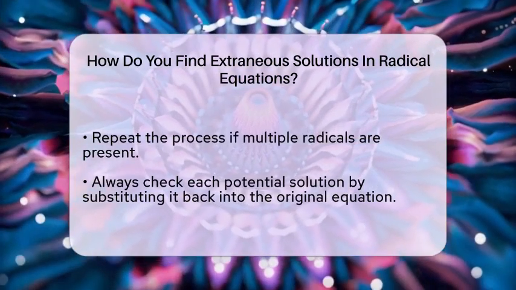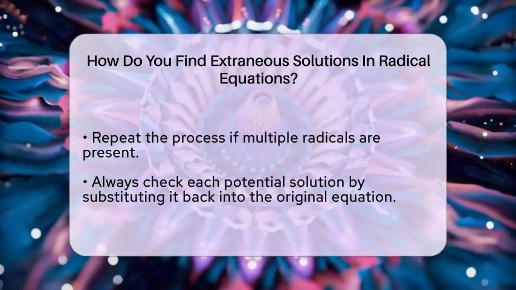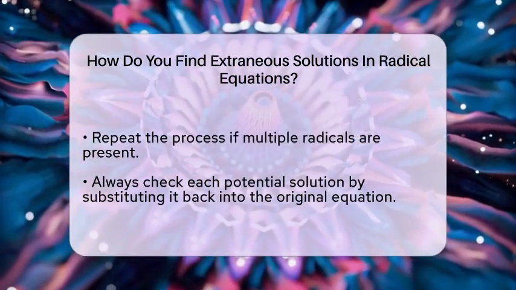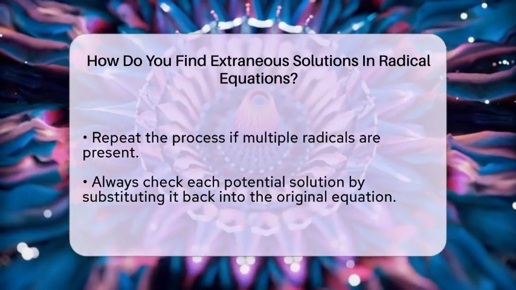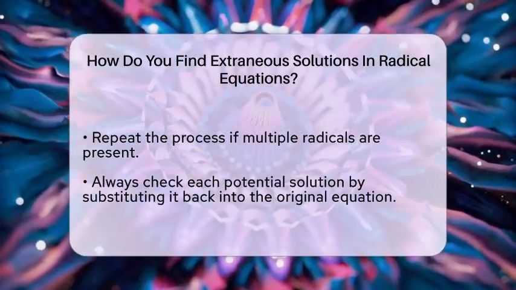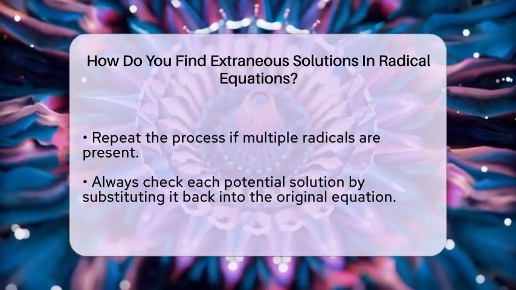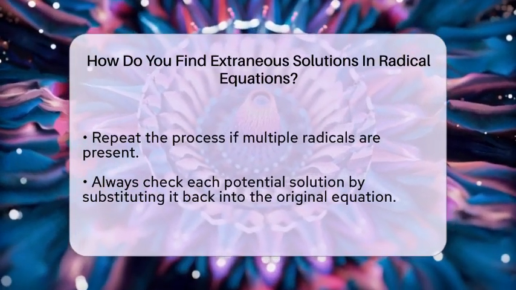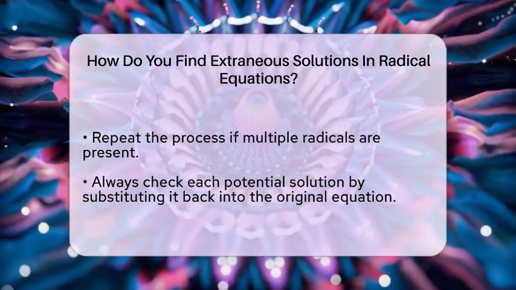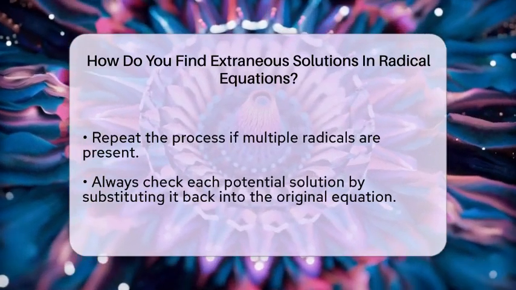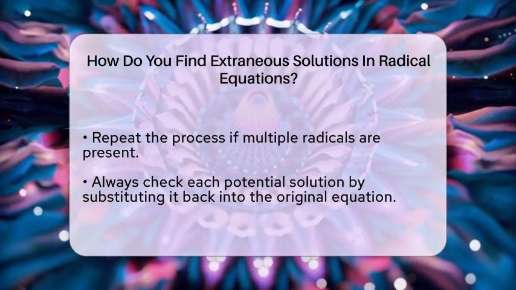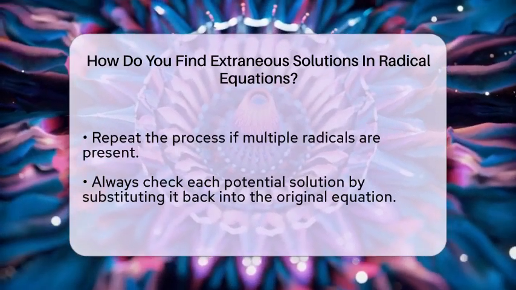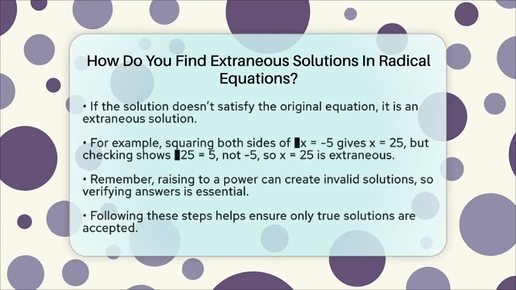After finding potential solutions, the most important step is to check each one by plugging it back into the original radical equation. This helps you see if the solution actually works or if it's extraneous. For example, if you solve the equation square root of x equals -5, you might get x equals 25 after squaring both sides. But when you check, square root of 25 is 5, not -5. So x equals 25 is an extraneous solution because it doesn't satisfy the original equation.